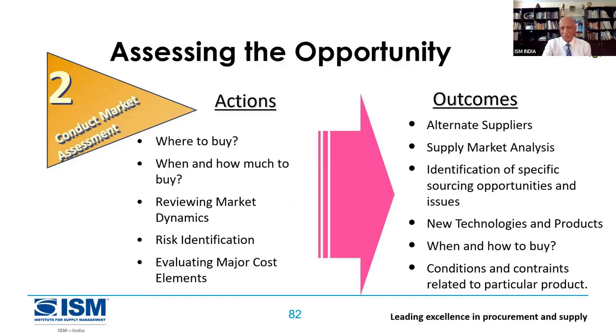Supply market analysis; when and how much to buy is second. Doing the market dynamics, where the market dynamics is changing. If some of your items were coming earlier from, let's say, Ukraine or somewhere in that region, that market is disturbed. Europe as a whole is disturbed in terms of market.